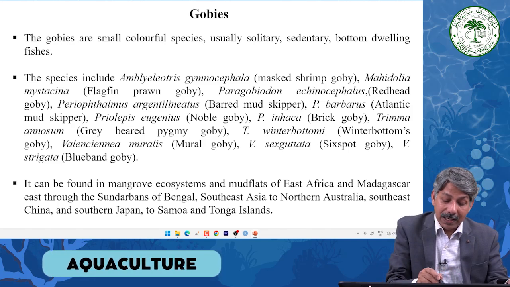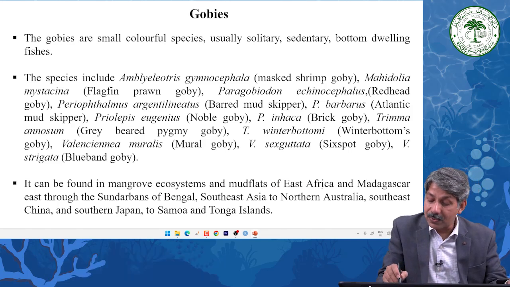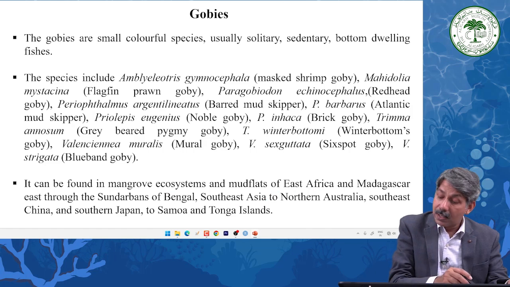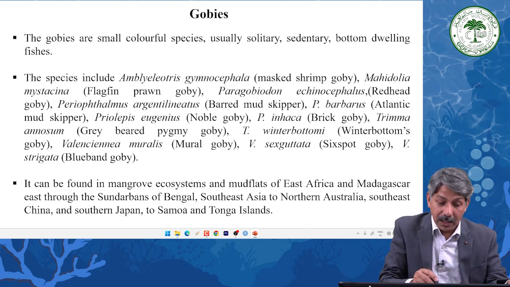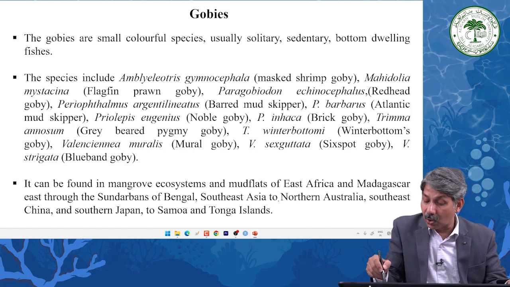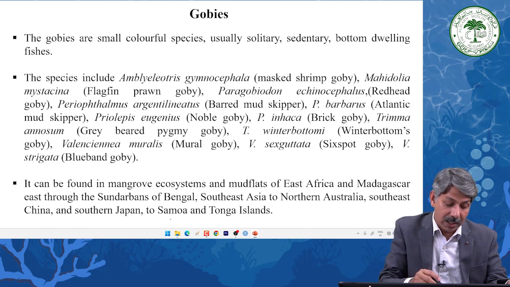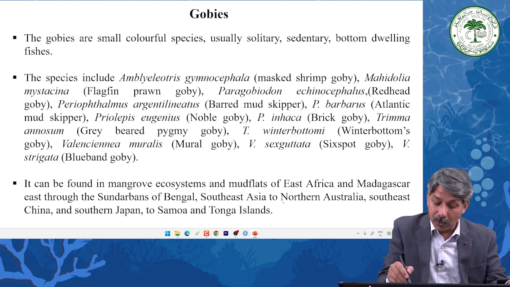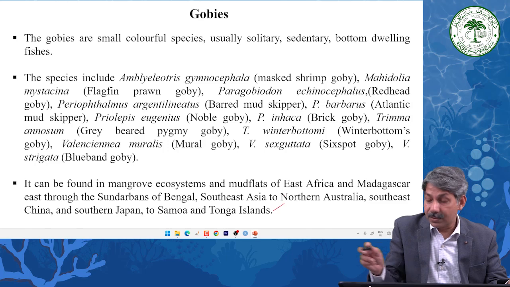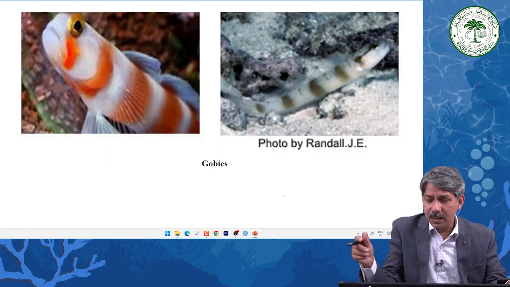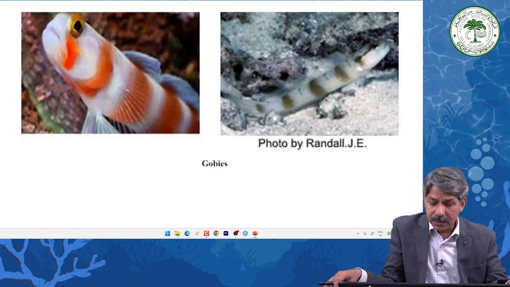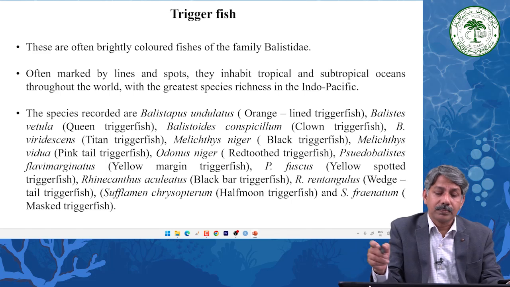It can be found in mangrove ecosystems and mud flats of East Africa and Madagascar, east through the Sundarbans of Bengal, Southeast Asia to northern Australia, Southeast China and southern Japan to Samoa and Tonga Islands. These are some photographs of these gobies that is being shown.